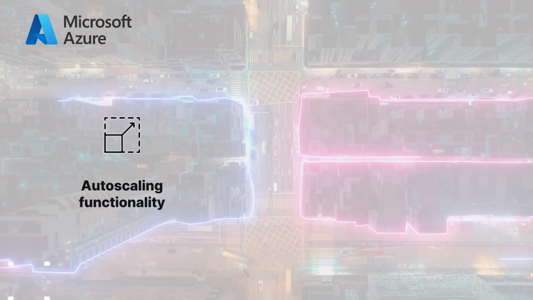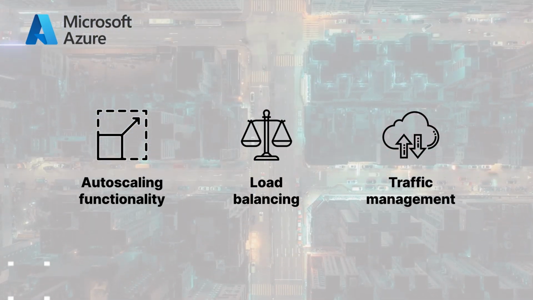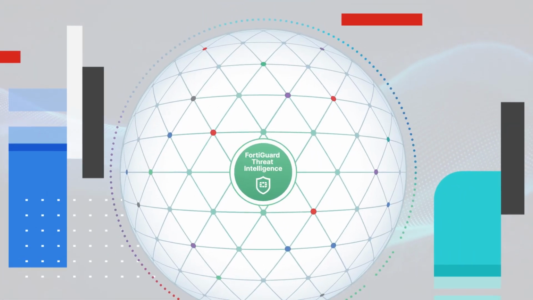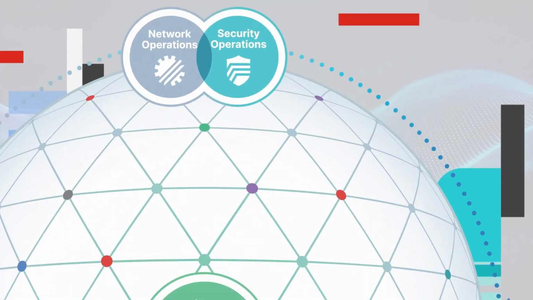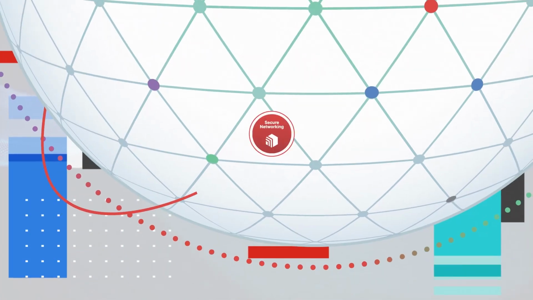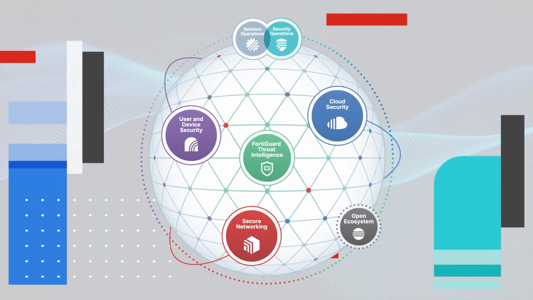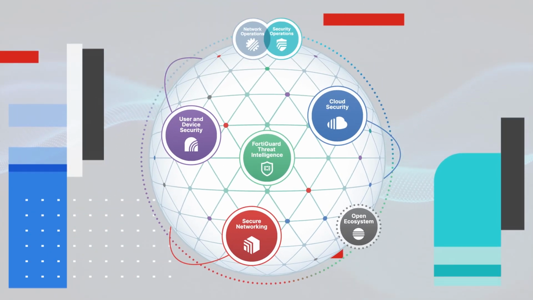While Azure services offer the latest auto-scaling functionality, load balancing, and traffic management, Fortinet extends automation to security, allowing threats detected by one security service to automatically change security policies across your security fabric to limit breaches and remediate vulnerabilities.